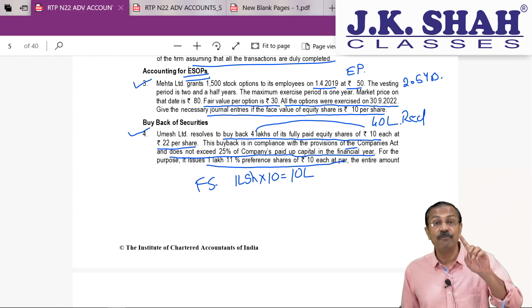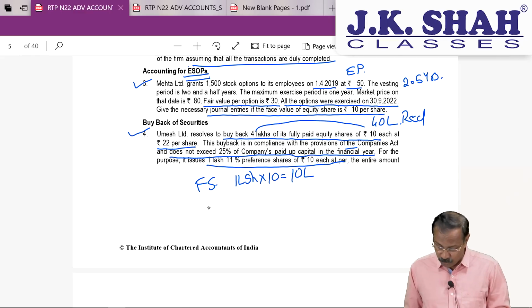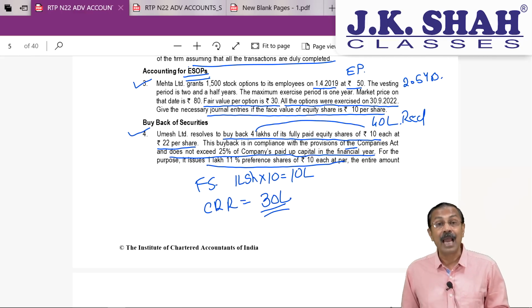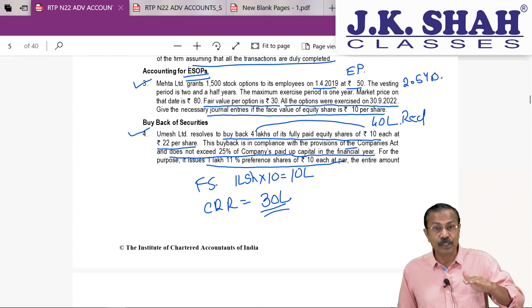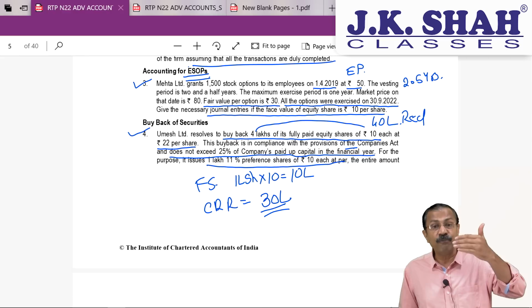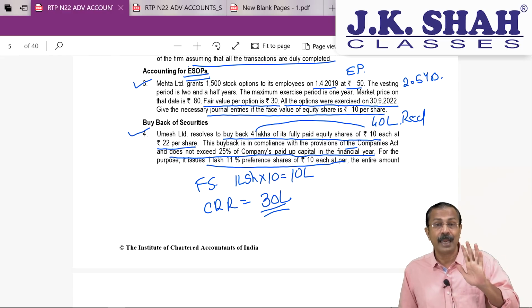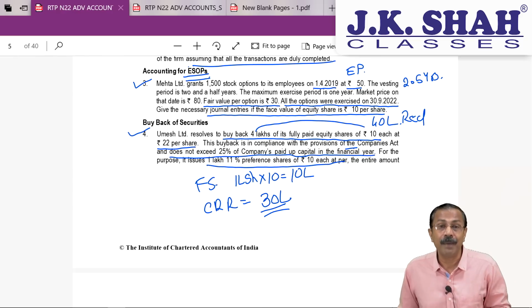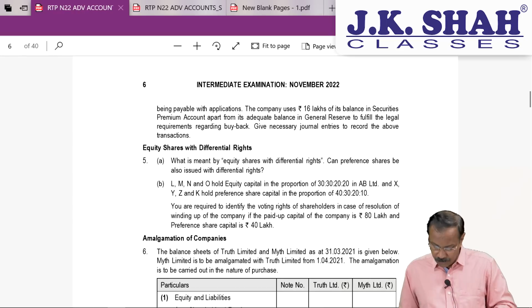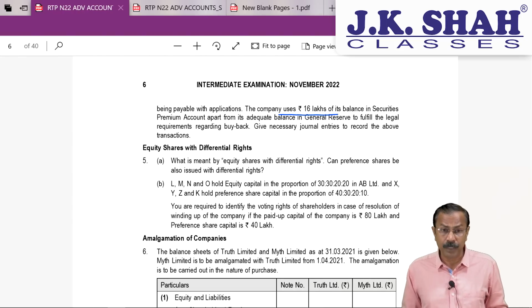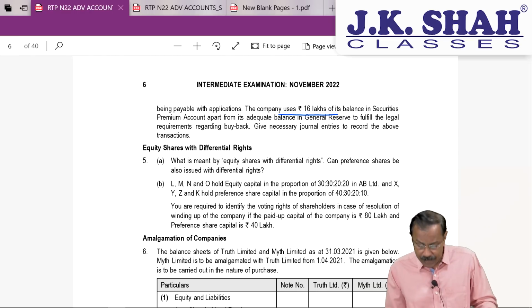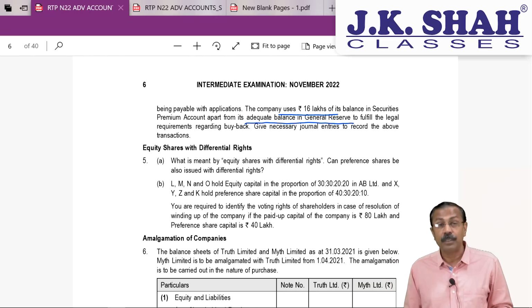So by default, CRR has to be created. And CRR you will create of how much? 30 lakhs. 40 lakhs is the reduction in equity share capital. New fresh issue of preference shares is only 10 lakhs. So by default 30 lakhs extra reduction, and this will have to be made by creating CRR, remember. The company uses 16 lakhs of its balance in securities premium account apart from its adequate balance in general reserve.